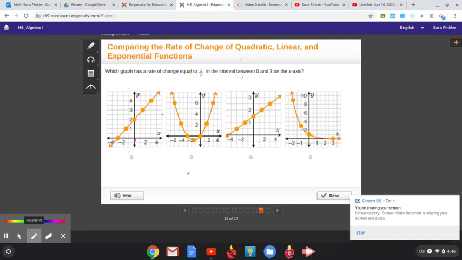So 0 to 3, and then 3 is about here for that graph, 0 to 3. This one, 3 is here, 0. So it's starting at this point, sorry. And then 3, 0 to 3, and then 0 to 3.